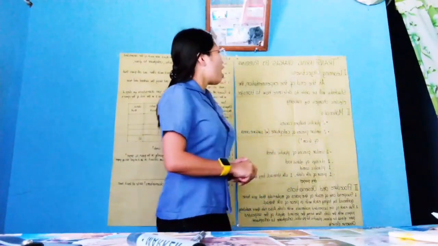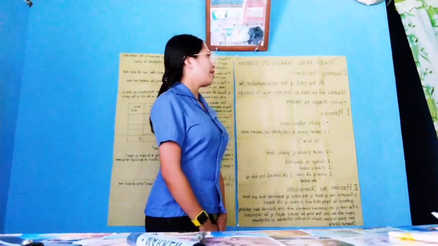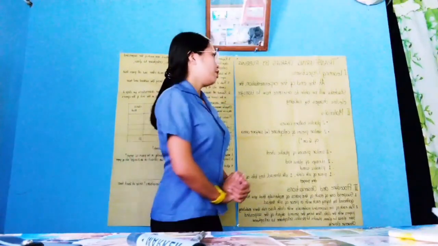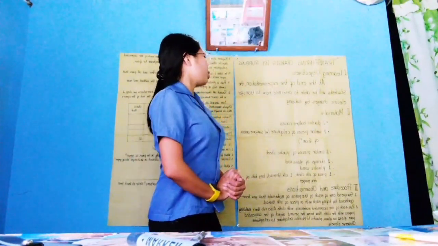Alright. Our laboratory for today is all about transferring charges by rubbing. We have learning objectives. At the end of the experimentation, the students will be able to determine how to transfer electric charges by rubbing.